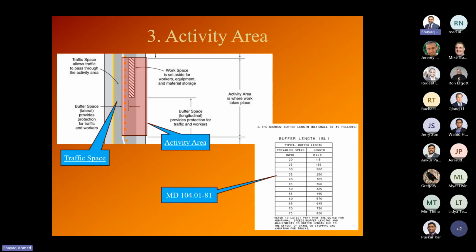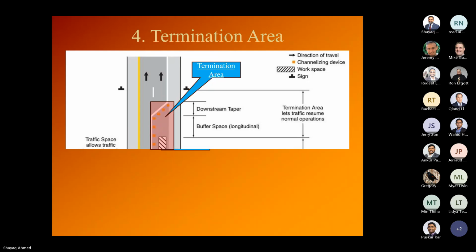And the third area is the traffic space. This is the area open for traffic to pass through the work area safely. This area should be completely clear of any equipment, any signs, channelization devices. Channelization devices can be adjacent to the traffic space, but they cannot encroach on any width of the travel lane. We should not have any other objects within the travel lane, the traffic space.